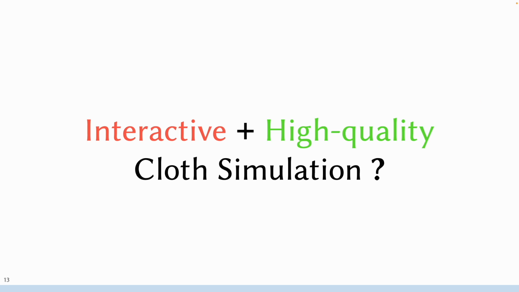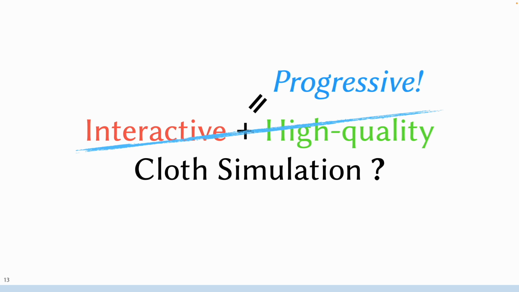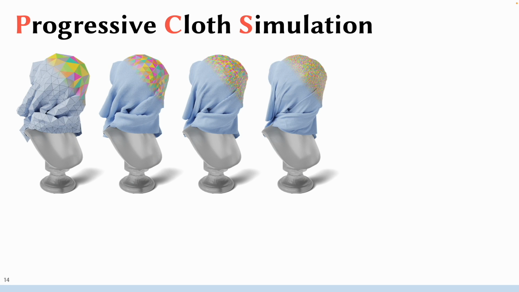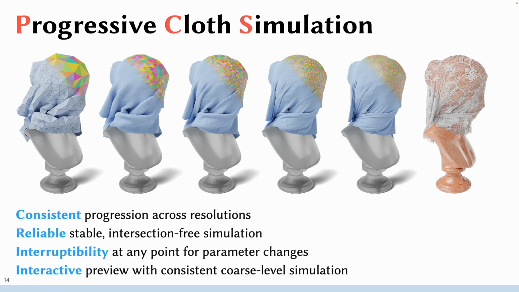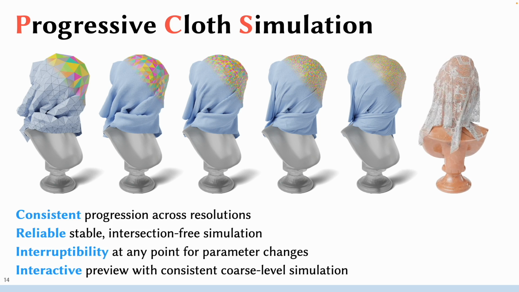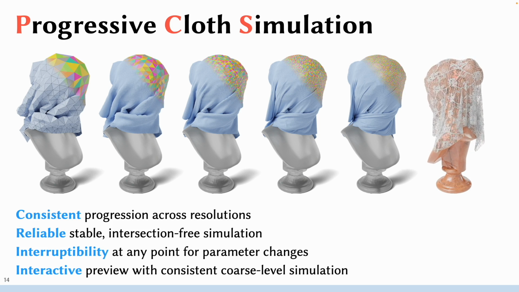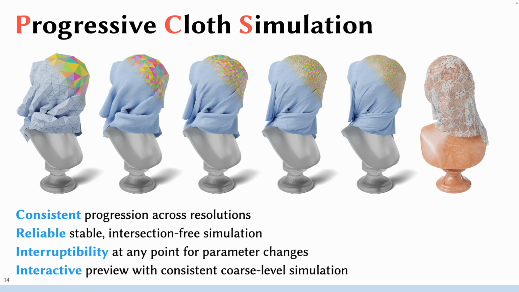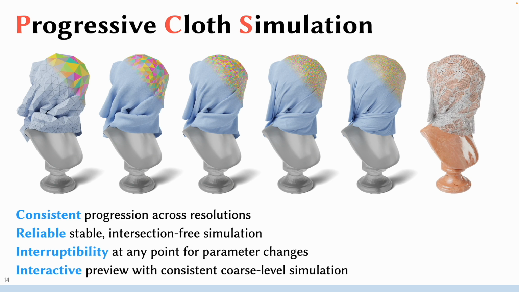So to achieve both high quality and interactive simulation, we propose progressive cloth simulation, PCS, a new forward simulation method for efficient preview of cloth quasistatics on exceedingly coarse geometries with consistent progression across resolutions. It produces reliable, stable, and intersection-free simulation, and also supports interruptibility at any point for parameter changes, and also interactive preview with consistent coarse-level simulation.